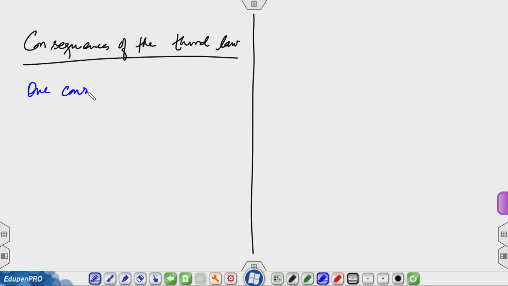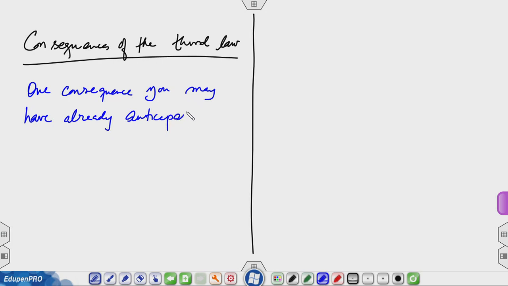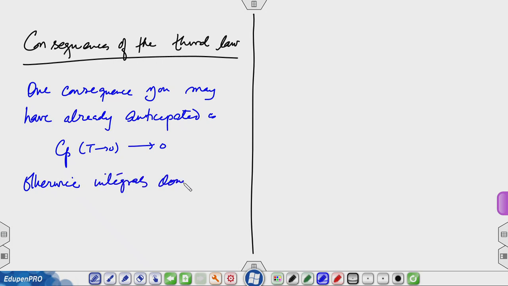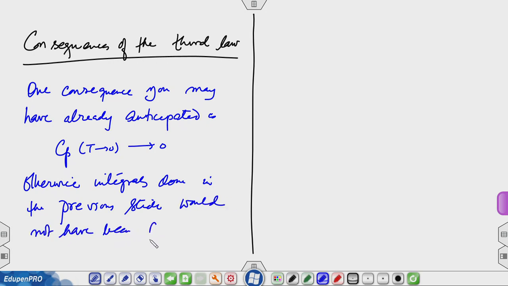One consequence you may have already anticipated is Cp tending to 0. Why? Otherwise, the integrals done in the previous slide would not have been finite. Nonetheless, let's show that.